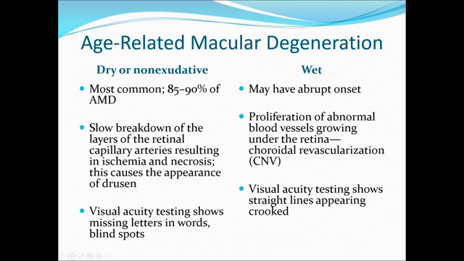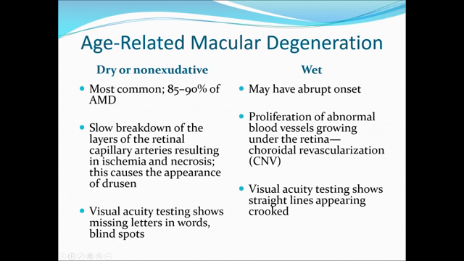There are two types of macular degeneration. The dry, the non-exudative, is the most common, but basically it breaks down the layers of the retinal capillaries and it causes ischemia, necrosis, and this is where you see what they call the appearance of drusen, which are areas where they're not able to see. So when you do visual acuity testing, they're going to have blind spots. If they're looking at words, they're going to be missing letters and that sort of thing.